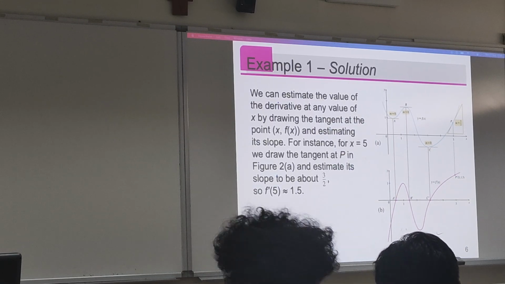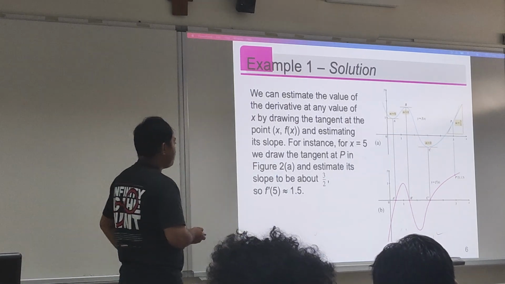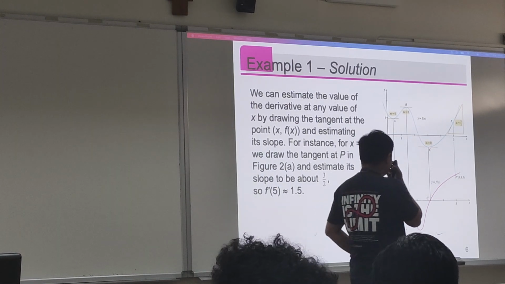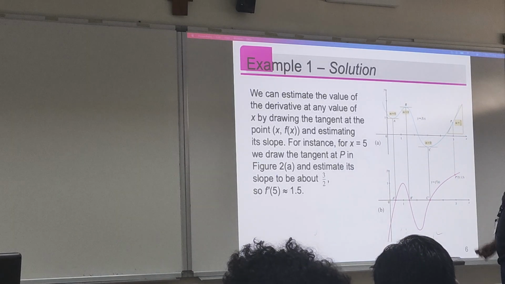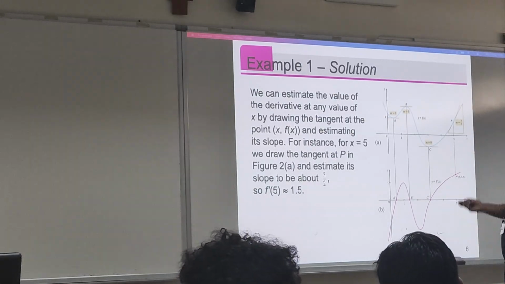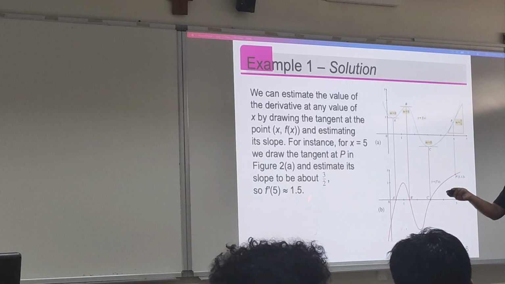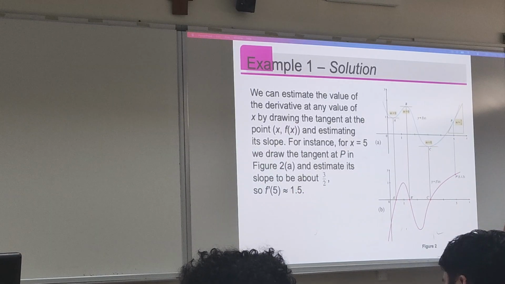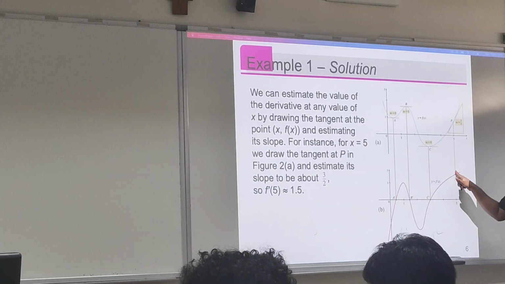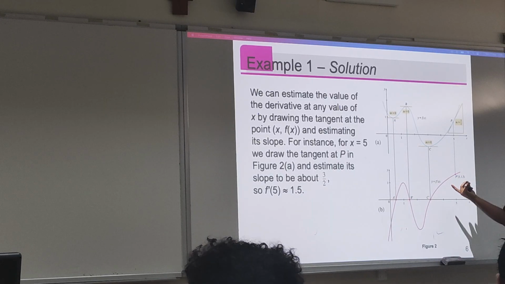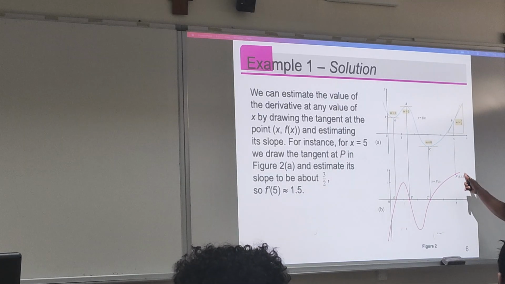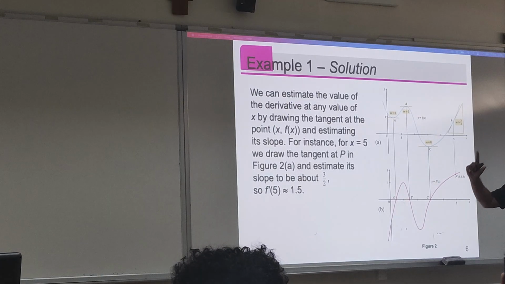For instance, for x is equal to 5, you can see now the slope m here is approximately one half. So with that, you just have to provide this point. So you can now graph that point on the function. At 5, then your value.